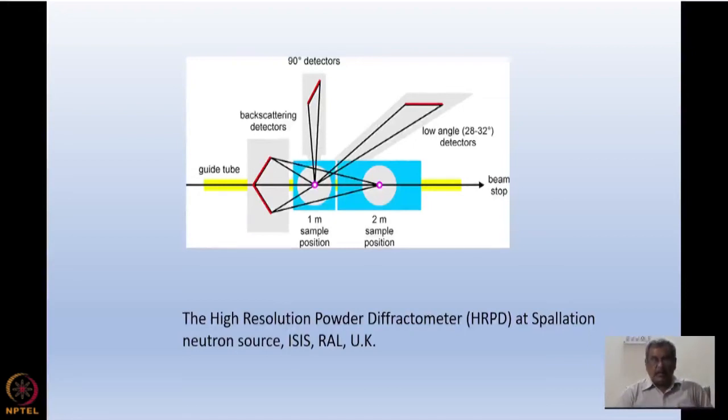There are other technical difficulties which I am not discussing at the moment. You have to understand that if the neutron travels through air, it will be highly absorbed and then we lose neutron intensity. So it is basically traveling through evacuated tubes 90 meters long, and is then detected at the high resolution detector bank in HRPD. In general, this is the guide tube which brings the thermal neutron to the sample. You have two sample positions and low angle detector banks, and of course the backscattering detectors in this particular experiment.